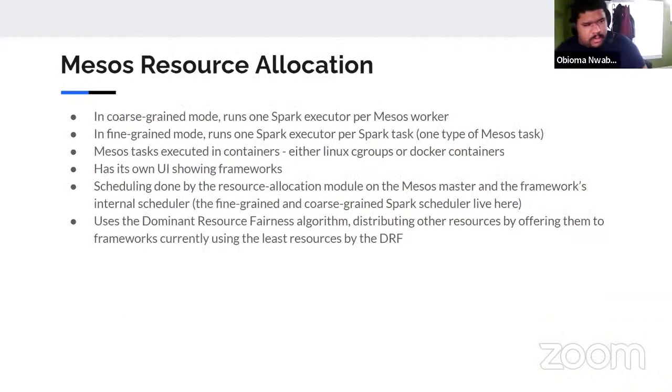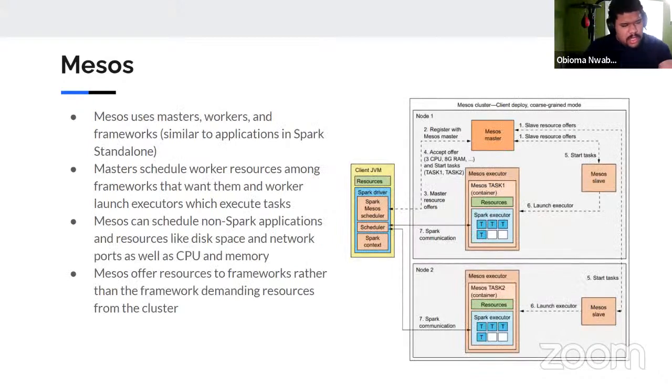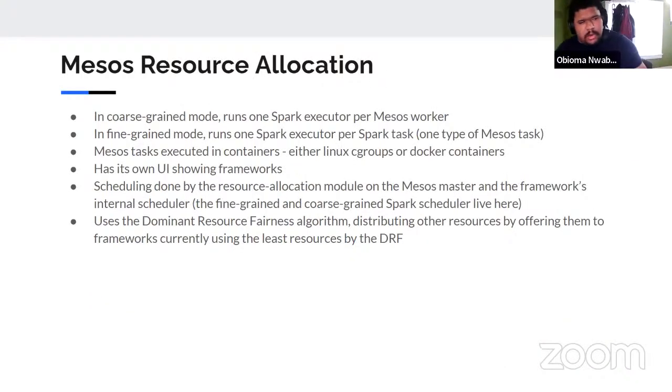In fine grained mode, you can run one Spark executor per Spark task. So if you see all these little T boxes inside the Spark executor, in fine grained mode, each of those would have its own Mesos task container with its own resources. So generally, things take longer to run in fine grained mode, but you are more able to sort of micromanage the resources on your cluster.